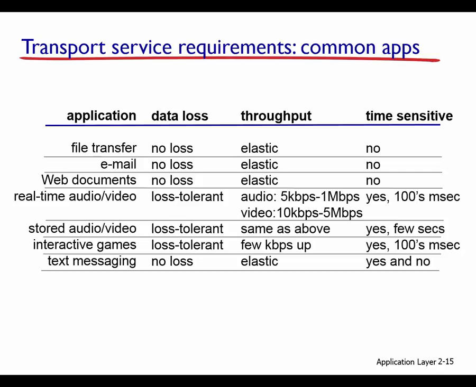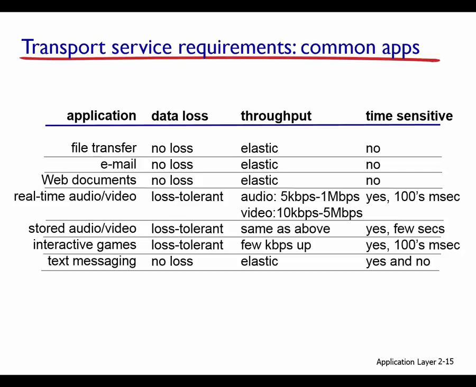So here we have a nice little chart that puts in detail what I was talking about: the different transport service requirements for common types of applications. I already talked about this, so I'm not going to belabor the whole table. But basically, for things where you're just sending data, the data itself is important. You can't have any data loss, but you don't really care about the throughput, and it's not time sensitive.